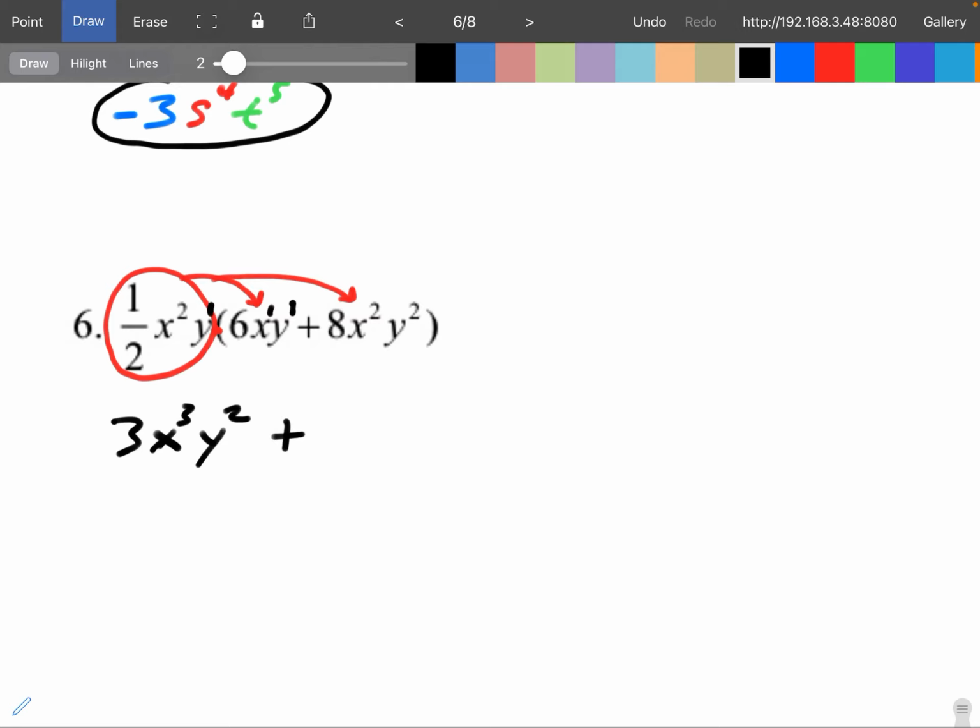Then you got, again, this is a positive 1/2 times a positive 8. So what's half of 8? That's going to be a positive 4. And then you've got an x squared times an x squared. So add the powers, you get what? 4th, good. And then you got a y to the first times a y to the second. Good. And that's it for that one.